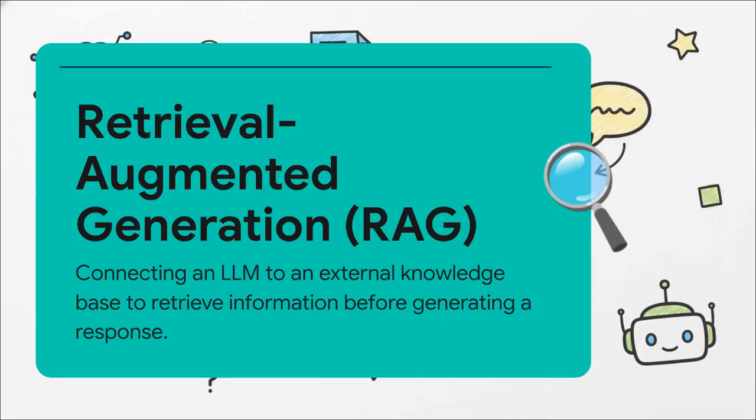Think of it like this. It gives the AI the ability to go and look things up in a library before it opens its mouth to answer you. It combines the reasoning power of the model with the factual grounding of a search engine.